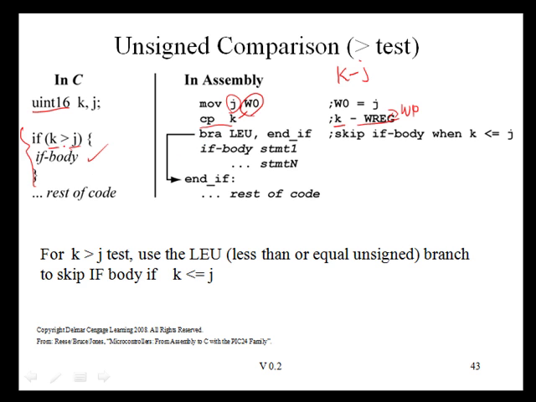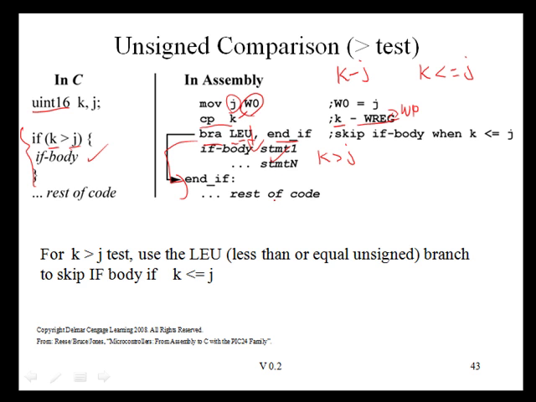Remember that we need the false condition for the branch instruction. The false condition is going to be k less than or equal to j. So this is going to be a branch less than or equal unsigned to our end if. This means that we will skip around our if body if k is less than or equal to j. If this branch is not taken, it means that k is greater than j, and we want to execute the if body statements.